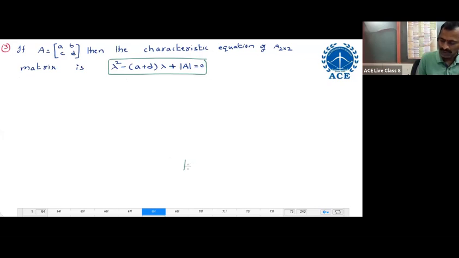The actual method is we should write determinant of A minus lambda I equal to 0, and you have to simplify this. After simplification, we get it like this. So you just have to remember this formula. Similarly, we write the same formula for a third order matrix.